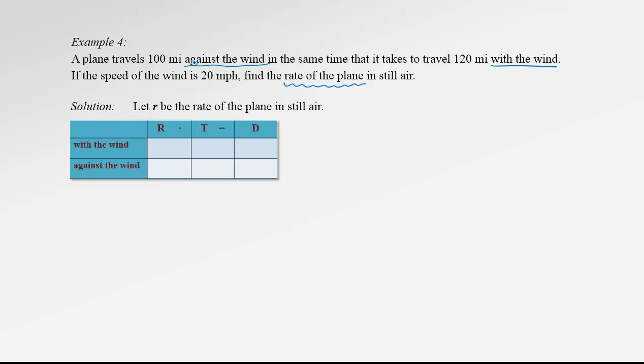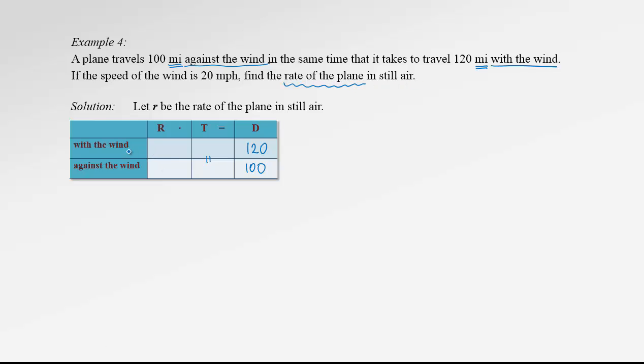A plane travels 100 miles against the wind. So this 100 miles really represents distance. So 100 goes where the distance is, and we are in the against the wind situation. So here, 100. In the same time, okay, the time is going to be the same, so we're going to develop an equation by comparing these two time boxes, right? It takes to travel 120 miles with the wind. Again, distance, because it's about miles, 120 in the situation when the plane goes with the wind. If the speed of the wind is 20 miles per hour, find the rate of the plane in still air.